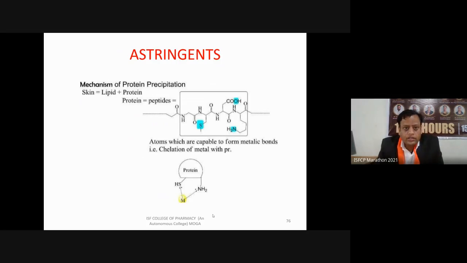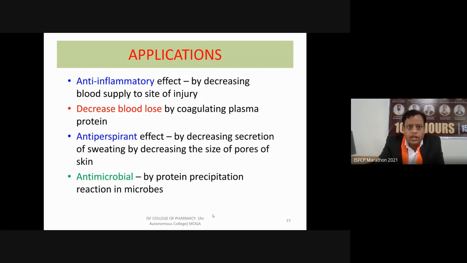This is the mechanism of protein precipitation. You can see in this figure that skin is composed of lipid and protein, and these proteins contain different peptides, with atoms capable of forming metallic bonds and chelation of metal with protein. You can see here the protein, the thionyl group and amine group, and how they form bonds with different metals. Astringents have different applications: anti-inflammatory action, decreasing blood loss, antiperspirant action, and antimicrobial action.